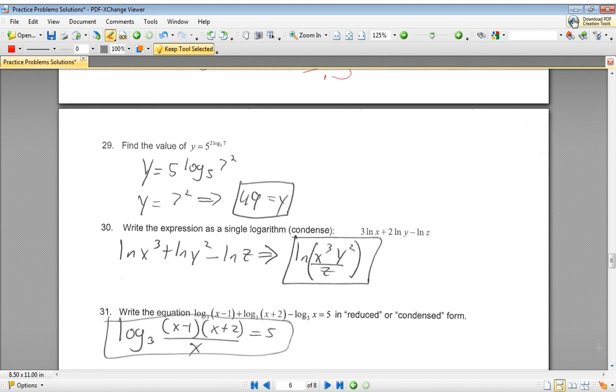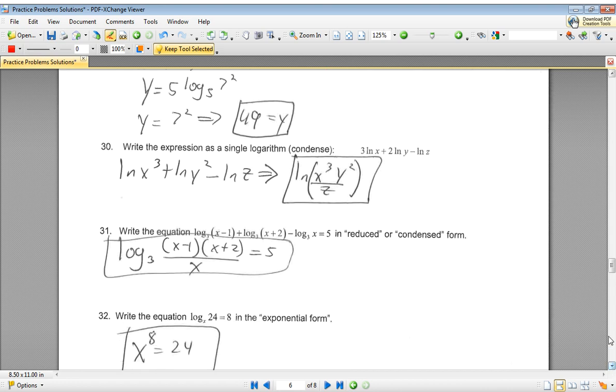Find the value of this, and I know most of you are just going to plug this into your calculators, and that's fine. But if you're not going to plug it into your calculator, you could say that the exponent goes back over here. The exponent goes back over here. So that would be 5 log base 5 of 7 squared. Those would cancel. And then 7 squared is 49.